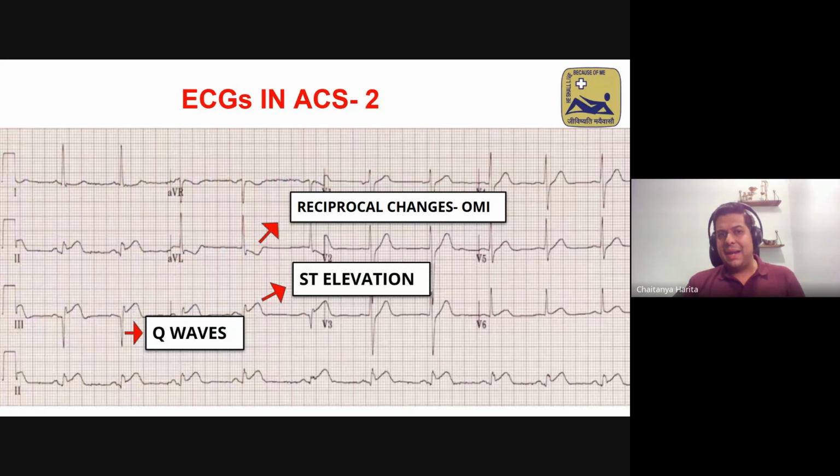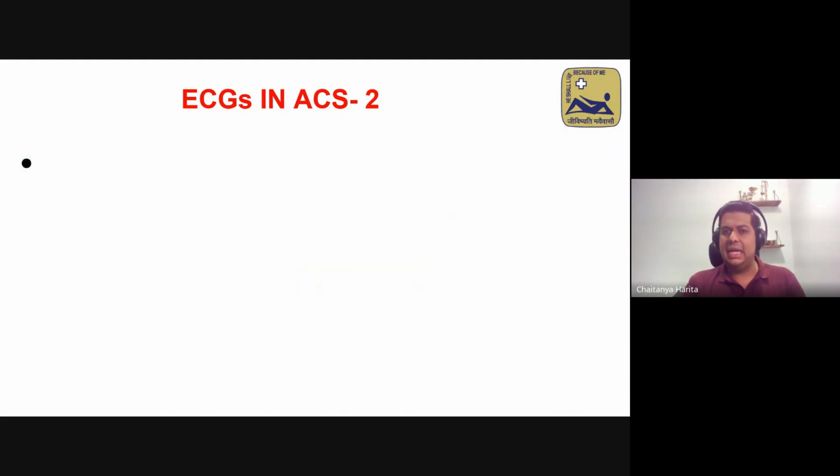The bradycardia can sometimes be seen in an inferior wall myocardial infarction. You can get bradycardia. Again, it could be related to transient AV blockade, or sometimes, very rarely, it could be the sinus node getting involved.